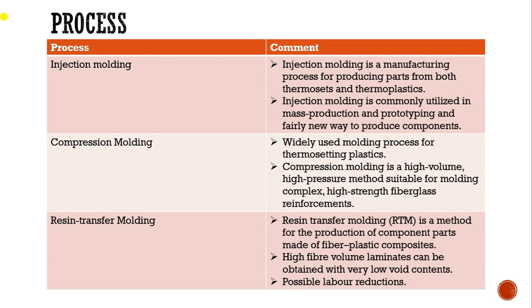Injection molding is a manufacturing process for producing parts from both thermosets and thermoplastics. Injection molding is commonly utilized in mass production and prototyping and is a fairly new way to produce components. The second process, compression molding. Compression molding is a widely used molding process for thermosetting plastics. Compression molding is a high volume, high pressure method suitable for molding complex, high strength fiberglass reinforcements.